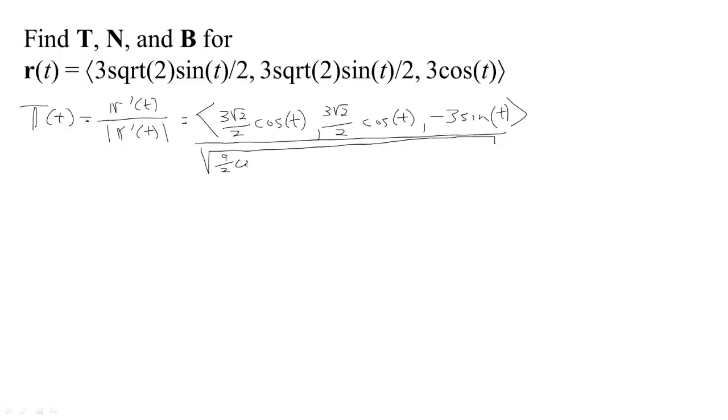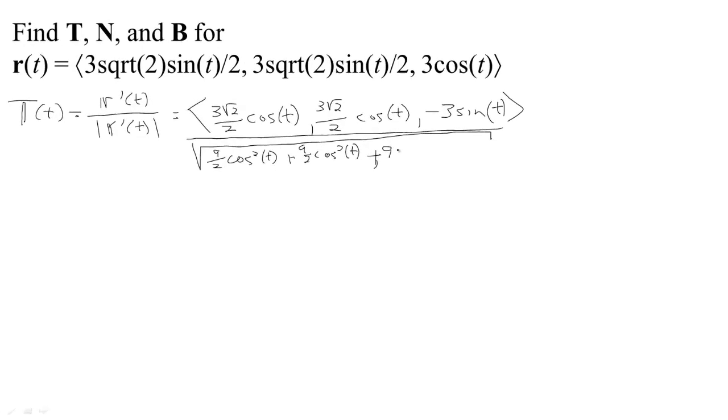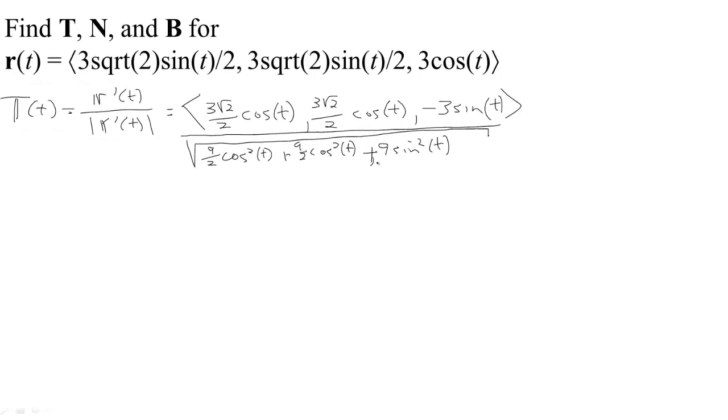So we have 9 halves cosine squared of t, and another 9 halves cosine squared of t, plus 9 sine squared of t. Now 9 halves and 9 halves cosine squared would make a total of 9 cosine squared. 9 cosine squared plus 9 sine squared would make 9, and the square root of 9 is 3. So our unit tangent turns out to be r prime divided by 3.